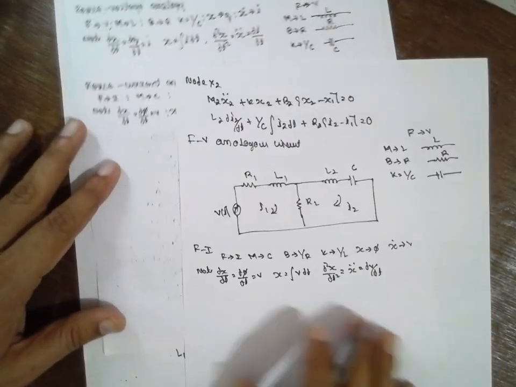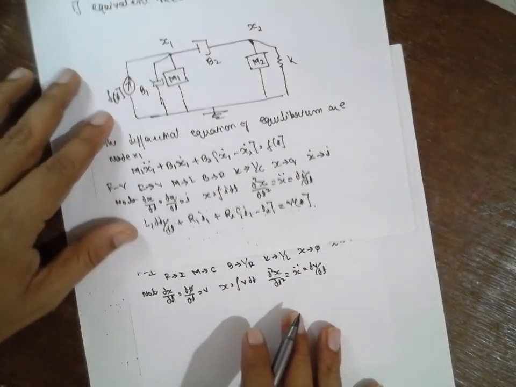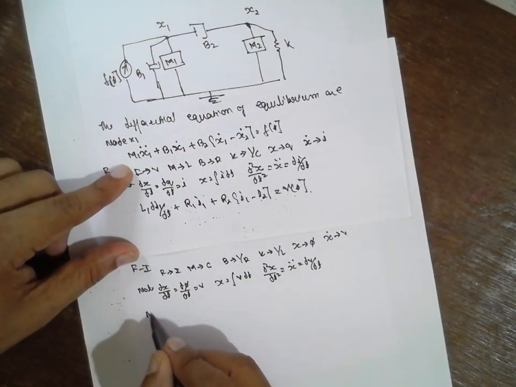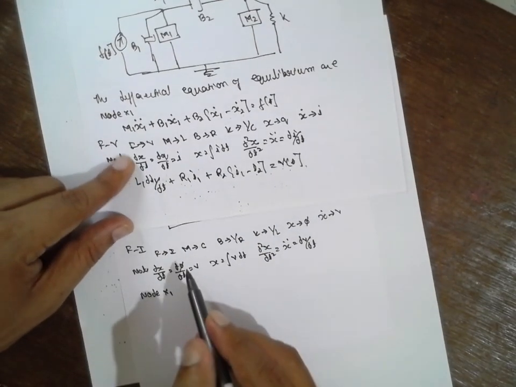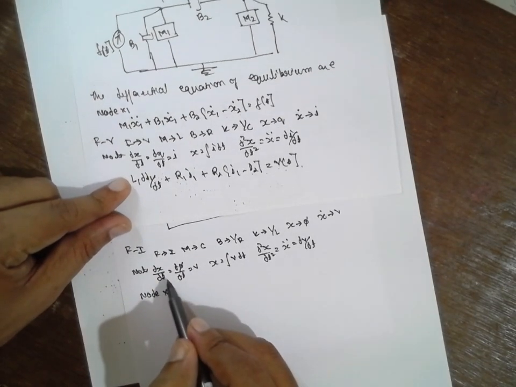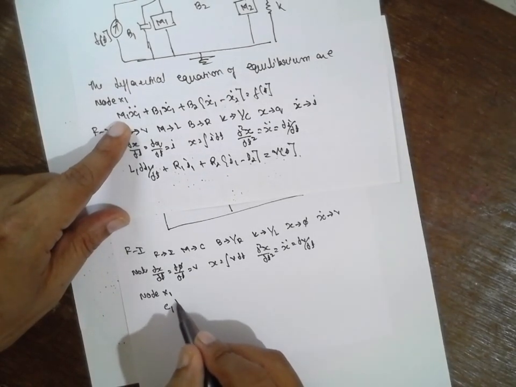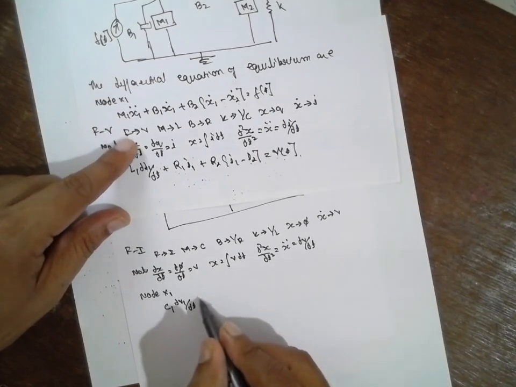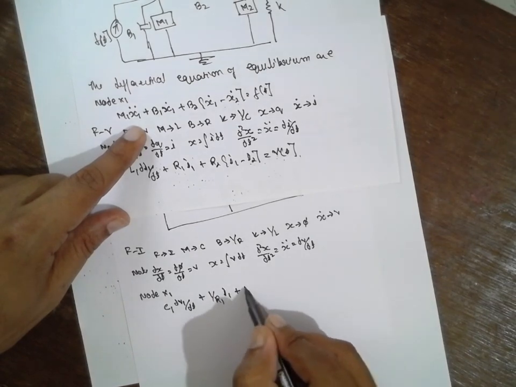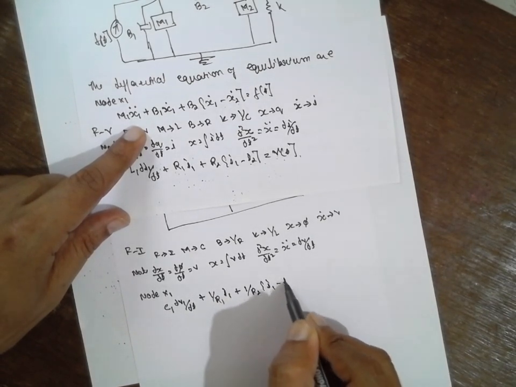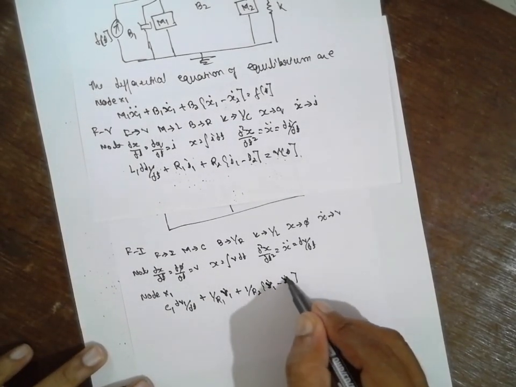d square x divided by dt square, x double dot, is equal to dv by dt. Now replace the node 1. I will put aside this paper. This is the node 1. I will replace here. Node 1 in terms of voltage to current. M is nothing but C, dv1 divided by dt, plus B is nothing but 1 by R1 V1 plus 1 by R2 (V1 minus V2). Sorry, not I1, so V1 here; we have to replace with V instead of I.